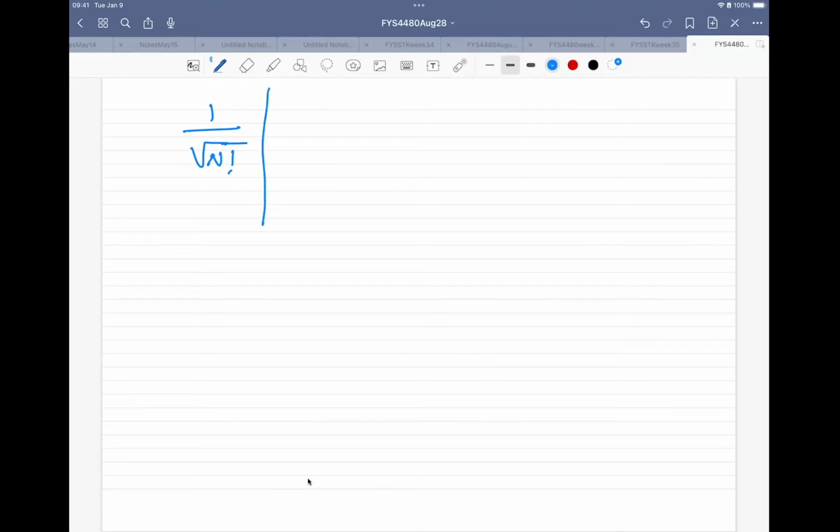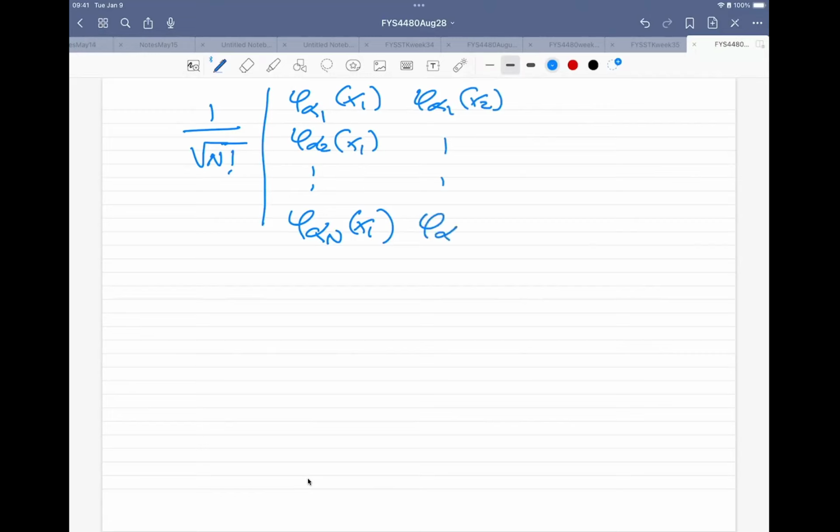In that specific case, for a column, we start with phi alpha 1, x1, and then phi alpha 2, x1. So the columns represent the given particles, x1, and then we have phi alpha 1, x2 here. This goes all the way down to alpha n. So the rows represent the given single particle quantum numbers, whereas the columns represent the particles. Now, this is also set up because the particles are identical and indistinguishable.